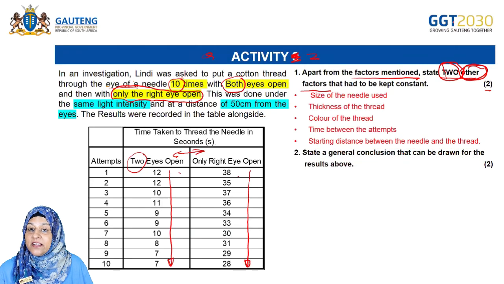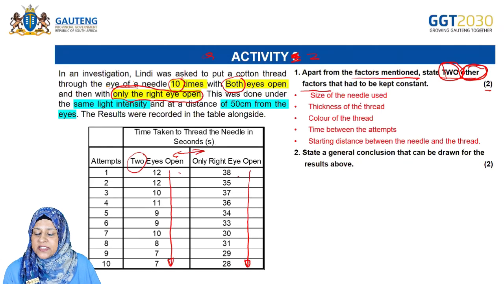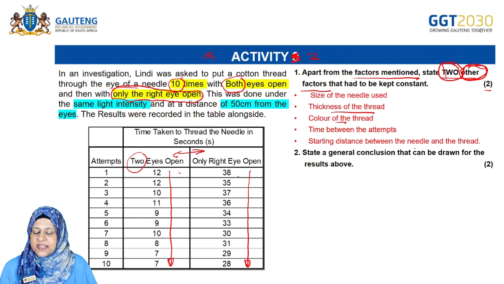Right, the size of the needle. You can't give her a needle with a huge eye and then a small eye. The size of the needle itself must be the same. The size of the eye of the needle must be the same. The thickness of the thread, the color of the thread, the time between the attempts. So it must be constantly 2 minutes in between each time, so her eye is not too tired. The distance between the needle and the thread. So you're starting here each time, 10 centimeters between the needle and the thread, not one starting here, one starting there.